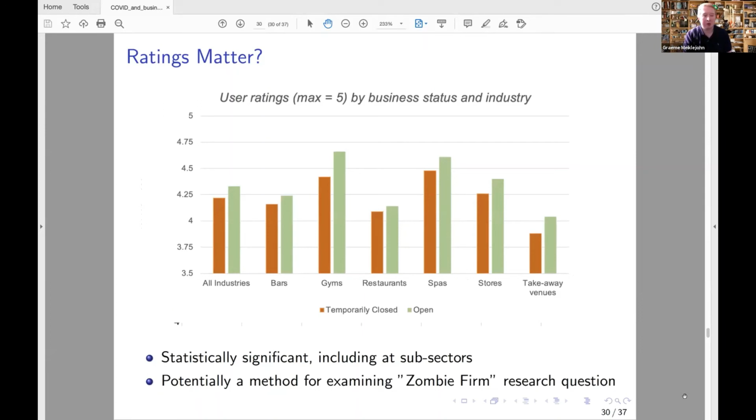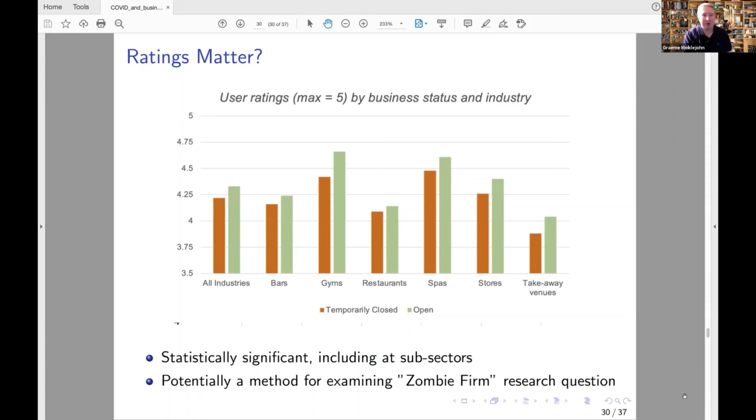When you look at all industries, but also by specific sector, there is some statistically significant evidence that on average, businesses that were flagging themselves as temporarily closed had worse user ratings than those who were still open. That's obviously quite interesting, and that would maybe support the idea that some of these firms who did close were maybe not exactly providing the best service to start with.